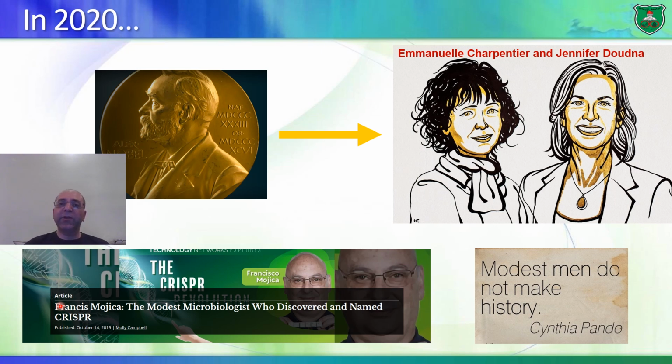Anyhow, years later, these two scientists, a French scientist and an American scientist, took advantage of this system. And this is the beauty of science. It's taking advantage of normal biological systems. And they got the Nobel Prize in 2020, a few years after they published their work.